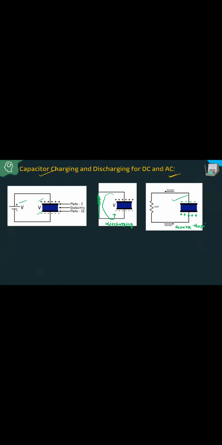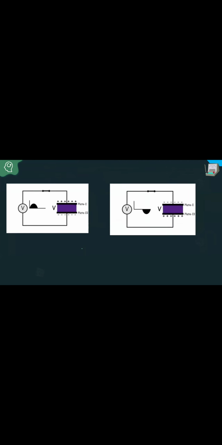This difference I already gave in the inductor explanation also. This is capacitor charging and discharging for DC. This explanation is for DC. Even if you use AC, in the positive half cycle this is plus, this is minus. In the negative half cycle, this is negative, this is positive. This is for AC. See the difference here?